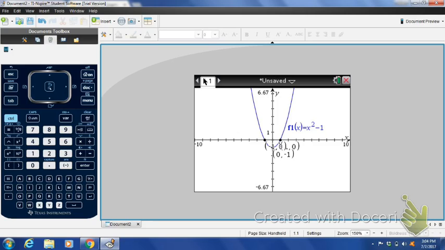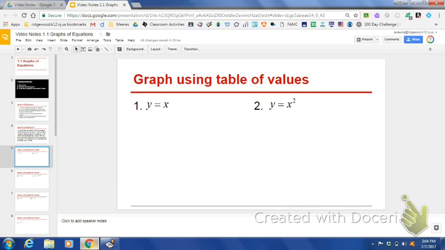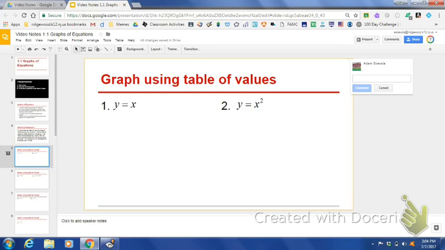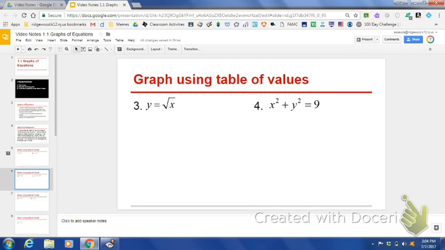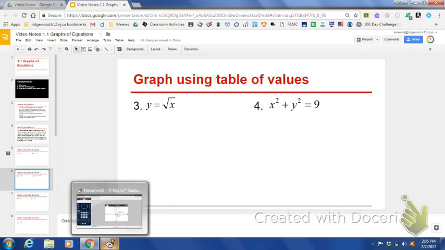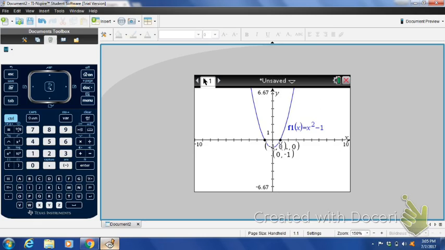So from this, you should know that y equals x is just going to look like a straight line. Y equals x squared is going to look like a parabola. Alright. Now the square root of x and this equation right here, x squared plus y squared equals 9. Let's graph those on our calculator. So the square root function is going to look like a sideways parabola.